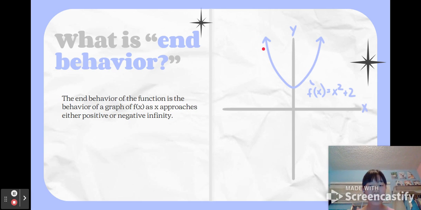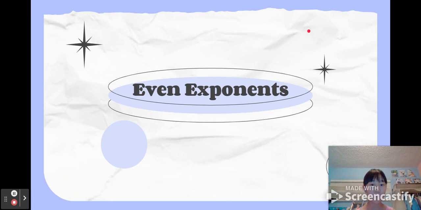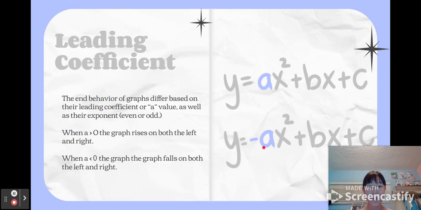So what's important to know is that the middle part of whatever is happening on the graph is not important in this lesson, as it doesn't make an impact on the end behavior. All we need to focus on are the end parts of the graph. So let's focus on graphs with even exponents, and we'll learn why that's significant in this lesson.